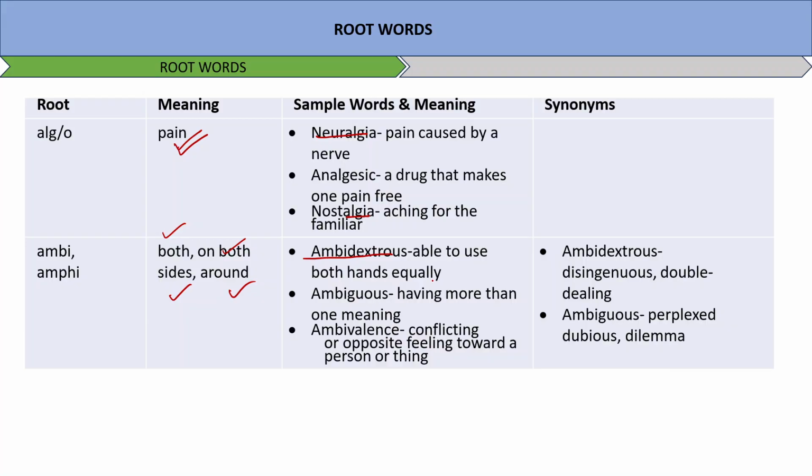Ambiguous, having more than one meaning. Ambivalence, conflicting or opposite feeling towards a person or thing. Ambidextrous also means disingenuous, double dealing. Ambiguous means perplexed, dubious, dilemma. So here you see the meaning is both, on both sides, around. So something which covers everything. Okay. So these are the synonyms. These are referential synonyms, which we can frame with the help of the meanings associated with the word ambi or amphi.